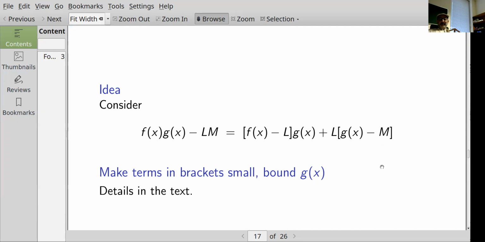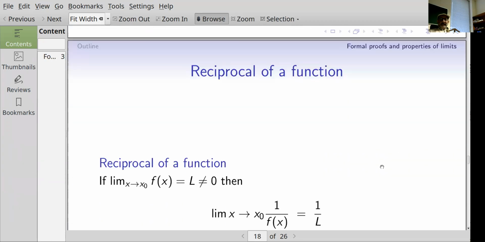And if I do that, then I can factor that to get f of x minus L times g of x plus L times g of x minus m. And that's really the essence of the proof. I mean, the rest of the proof can be read, but I wanted to tell you why that was being done. It's so that you can get terms like f of x minus L and g of x minus m in your workings. Okay.